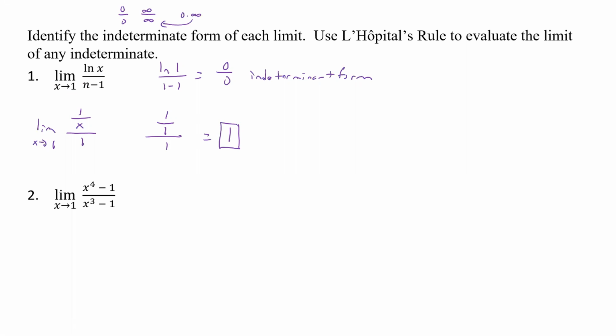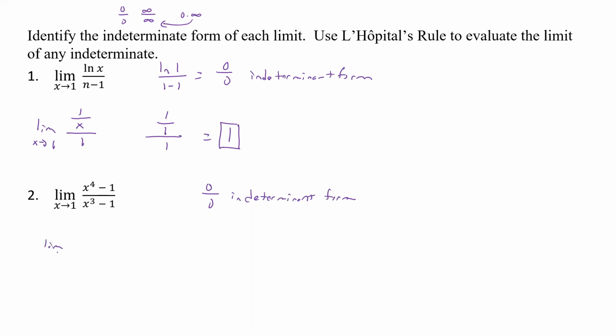Okay, what about our next one? Well, if we plug in 1 here, 1 minus 1 over 1 minus 1, so that's going to be 0 over 0, our indeterminate form. Because 1 to the fourth is still 1, so 1 minus 1 is 0, and 1 to the third is 1, minus 1 is 0.